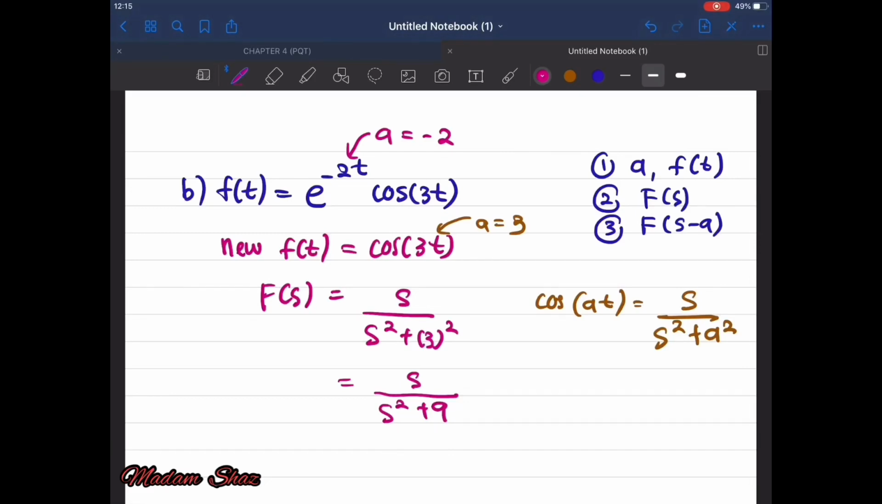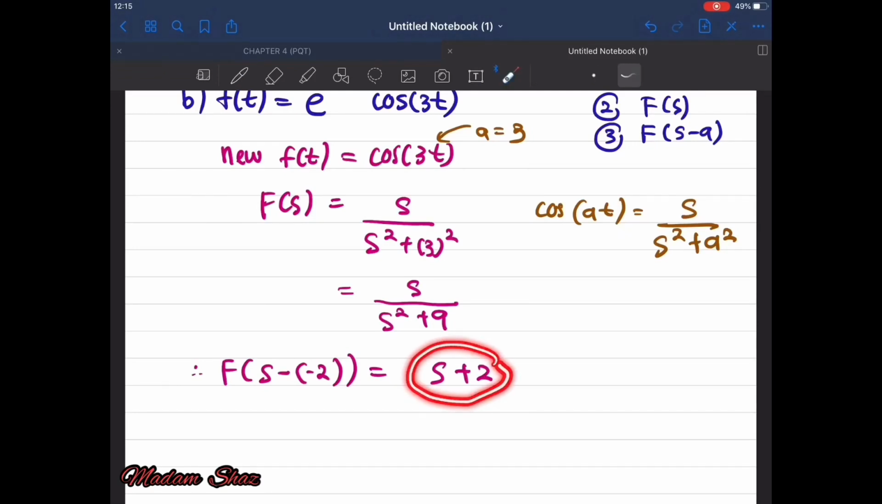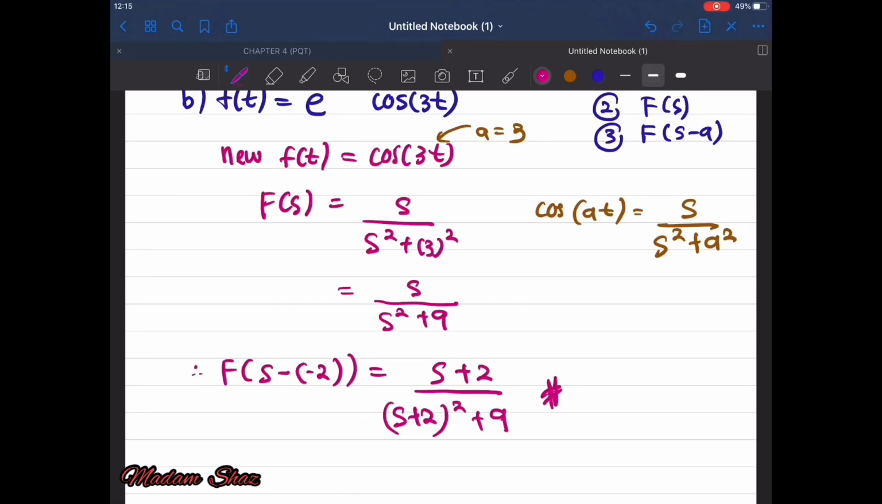Okay, so now for the last step, step number 3, we want to shift F(s) to become F(s minus a). So our a is equal to negative 2. So therefore F(s minus 2) will become s plus 2, because s minus (negative 2) is s plus 2. So we get s plus 2 over (s plus 2) square plus 9. Okay, so we already shifted all the values of s here to become s plus 2.